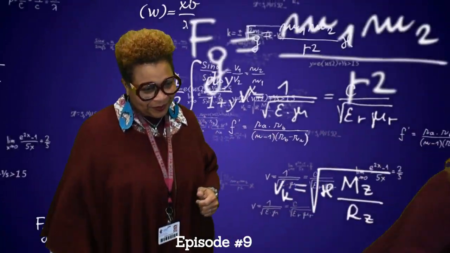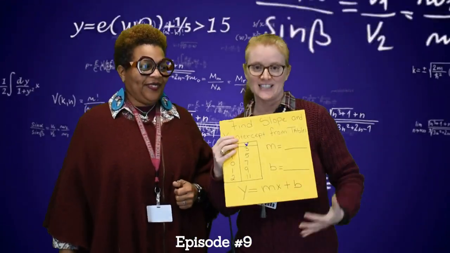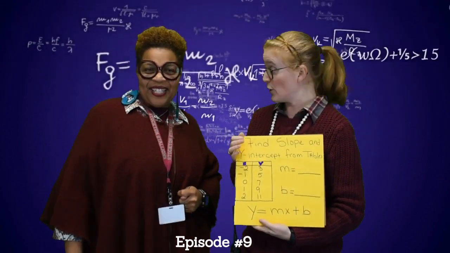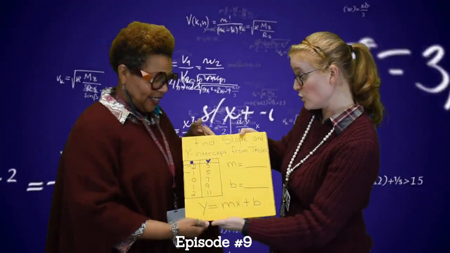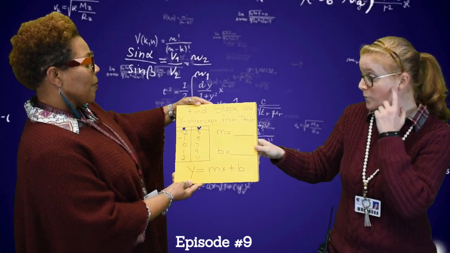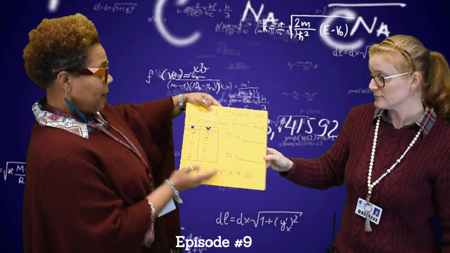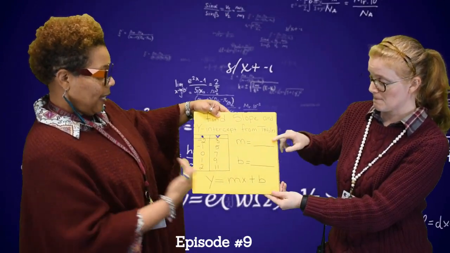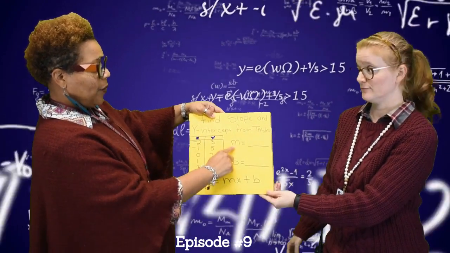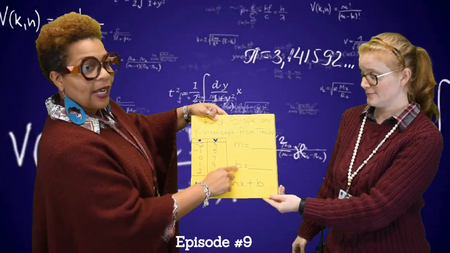All right, guys, it's also your favorite time, candy time. Using those skills, we want you to find the slope and y-intercept from the table. Here's the formula. We need to know what m equals, b equals.